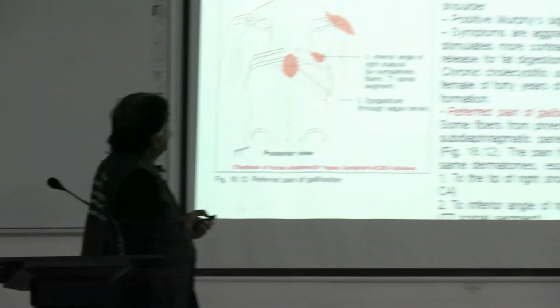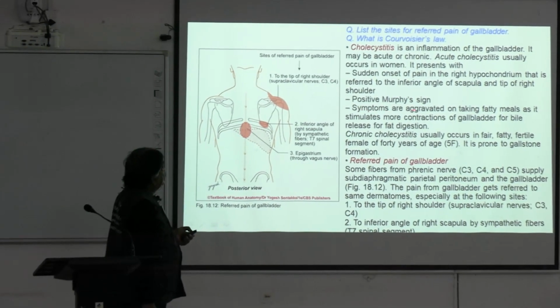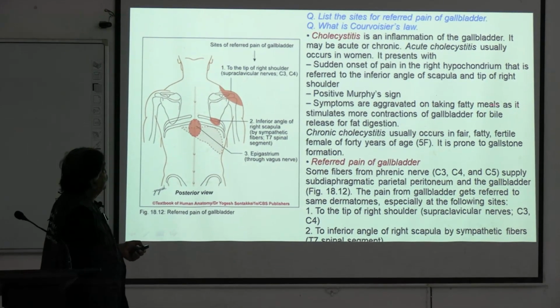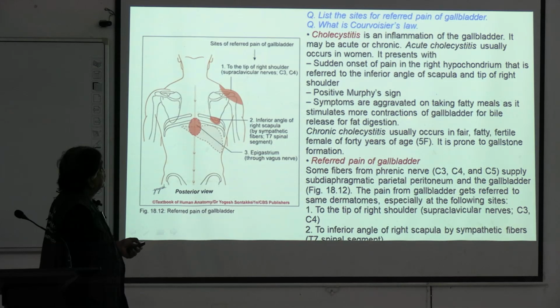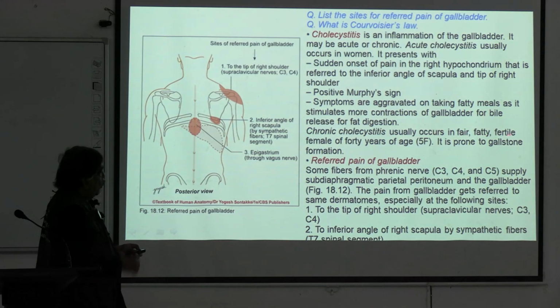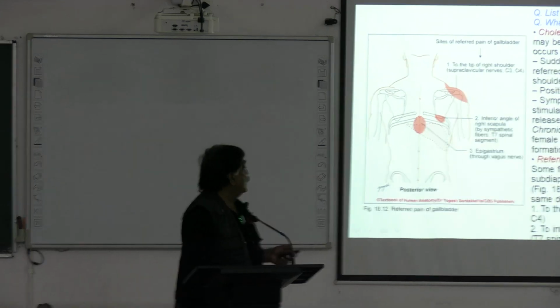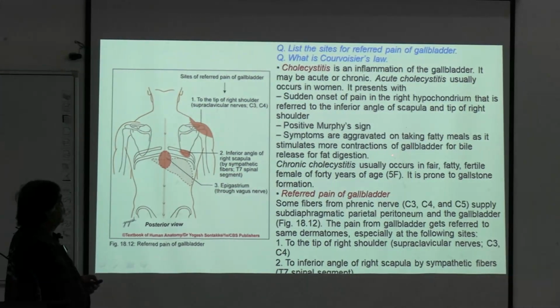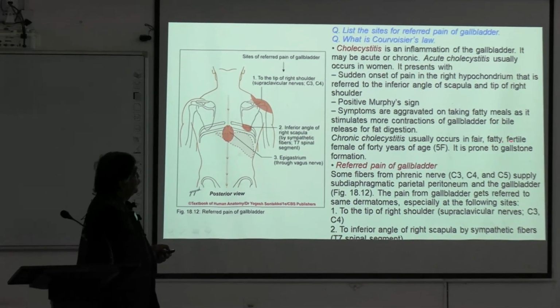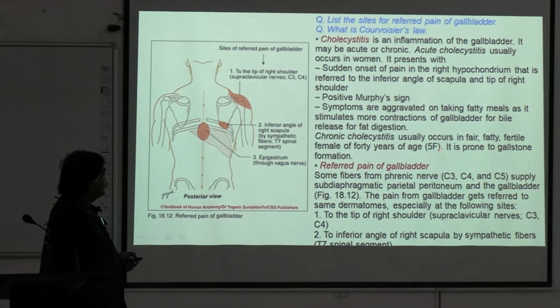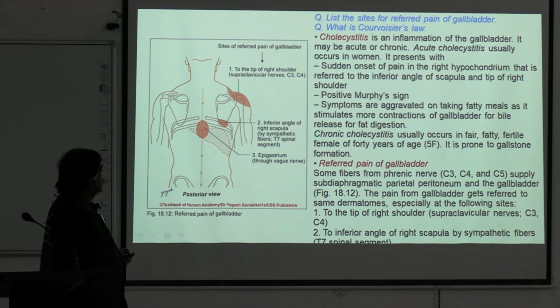Now, symptoms are aggravated on taking fatty meals, as it stimulates more contractions of the gallbladder for bile release for fat digestion. Now, chronic cholecystitis usually occurs in a fair, fatty, fertile female of 40 years of age. It is prone to gallstone formation.